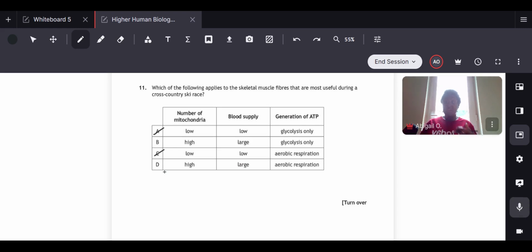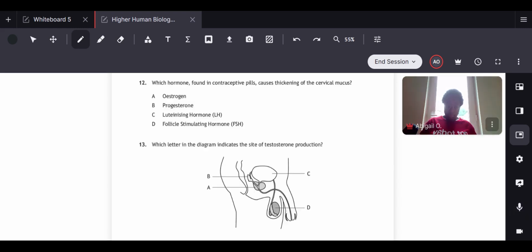Now, if we're going to be running for this huge period of time, we have loads of mitochondria. We're going to need a good blood supply to allow enough oxygen to get to that muscle tissue. So we're going to require a large blood supply, which is great because that's what we've got over here as well. Now, we only ever need loads of mitochondria if we're doing aerobic respiration. So the answer here is going to be D, because we're going to need those mitochondria to help us respire aerobically and produce all the ATP we need for this cross-country ski race.